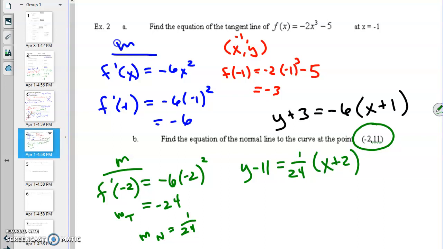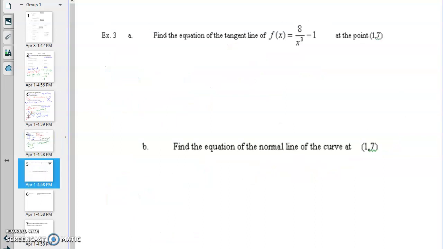Take a look at that, see if it makes sense to you. We'll see if we can do maybe one more, and that should be maybe 2. Okay. Find the equation of the tangent line. Ooh, a little more challenging to find the derivative. So what do I do first?